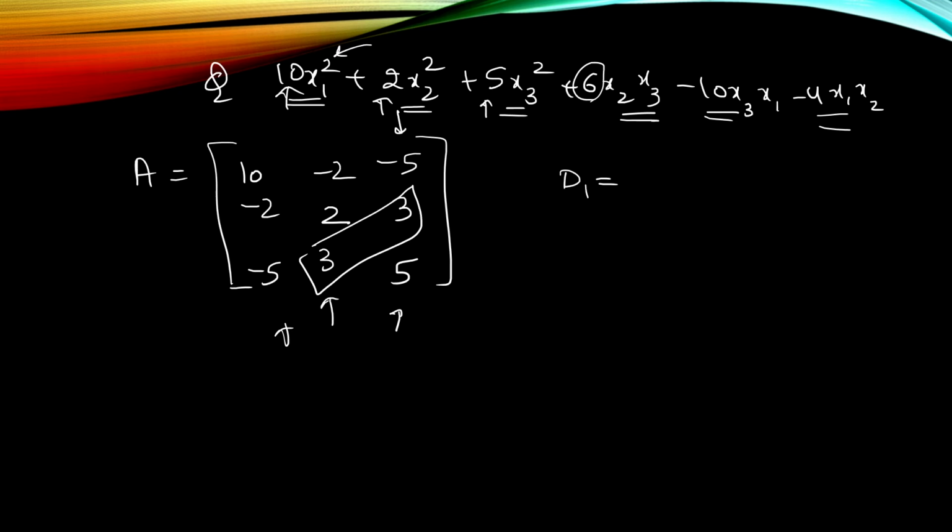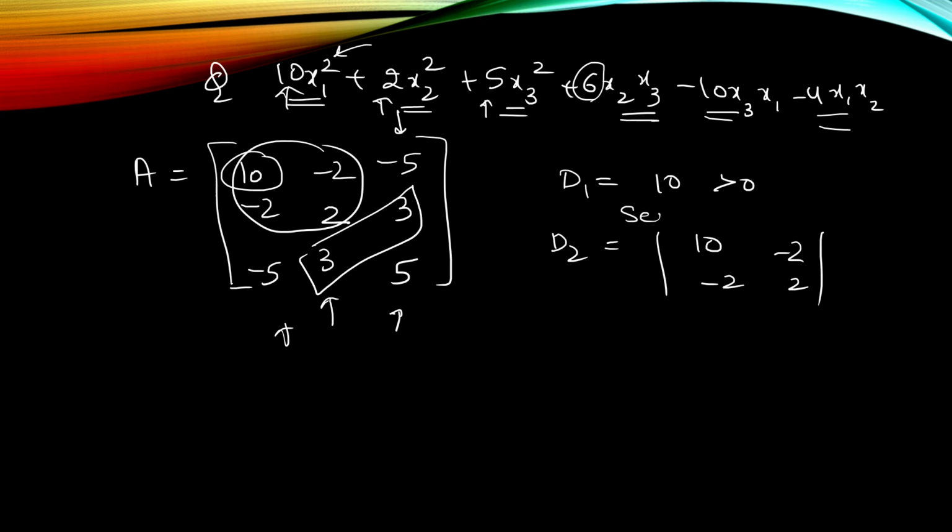Now you can find out the principal minors. First, D1 is the first element, which is greater than 0. Then the determinant of these 4 elements, your second order minor. There is some different thing when we calculate a minor, but here we call it second order minor using this way. Now how to calculate the determinant? 10 times 2 is 20, minus is in the formula, and this is -2 times -2, that is +4. So 16, again greater than 0.